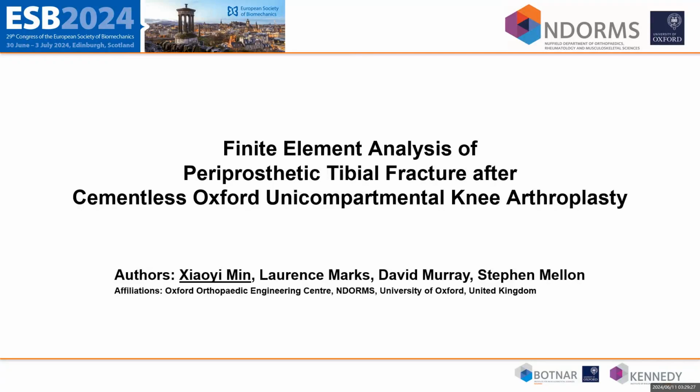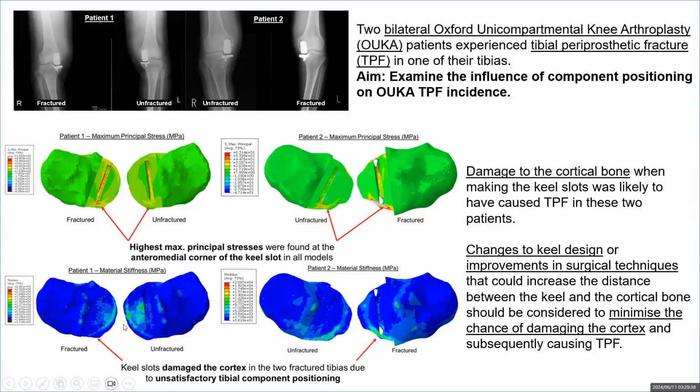Now I'm going to give a brief introduction on my study on finite element analysis of periprosthetic tibial fracture after cementless Oxford Unicompartmental knee arthroplasty. Tibial periprosthetic fracture is a rare but severe complication of cementless Oxford knee, which compromises functional outcomes and recovery. It usually requires conversion to more invasive implants, for example, total knee replacement.